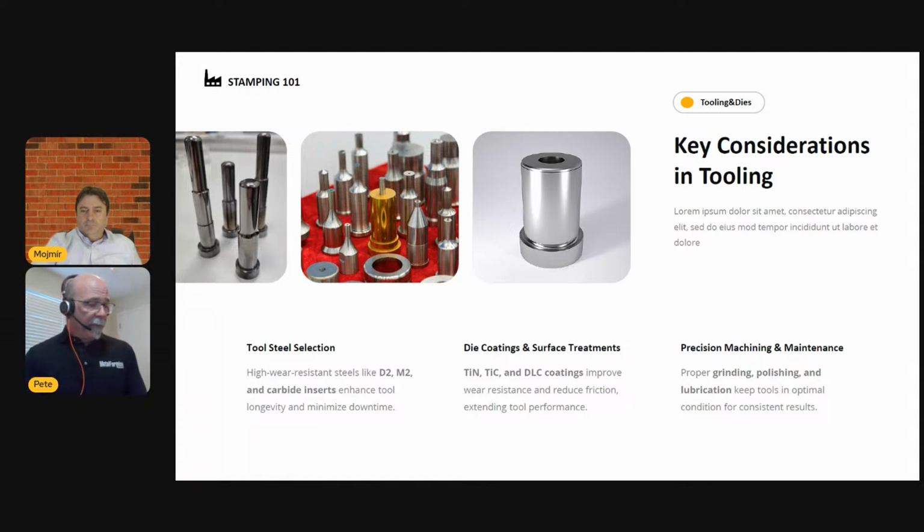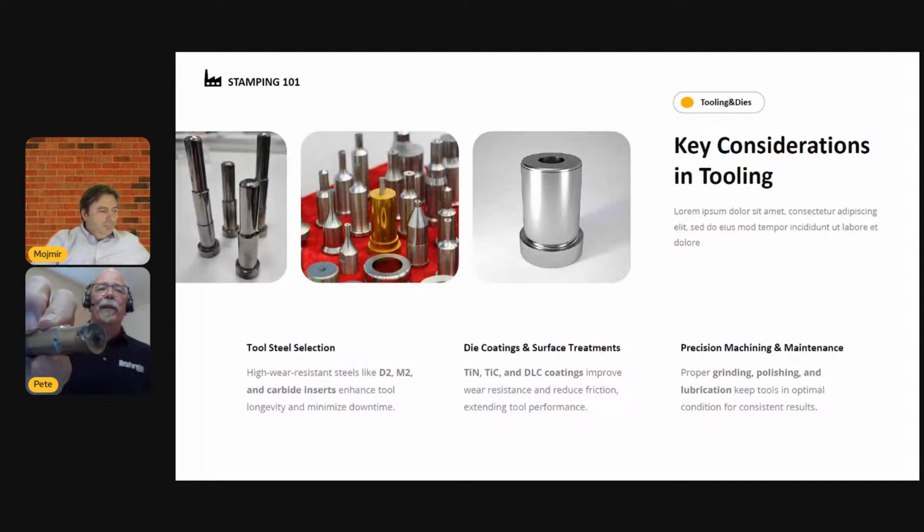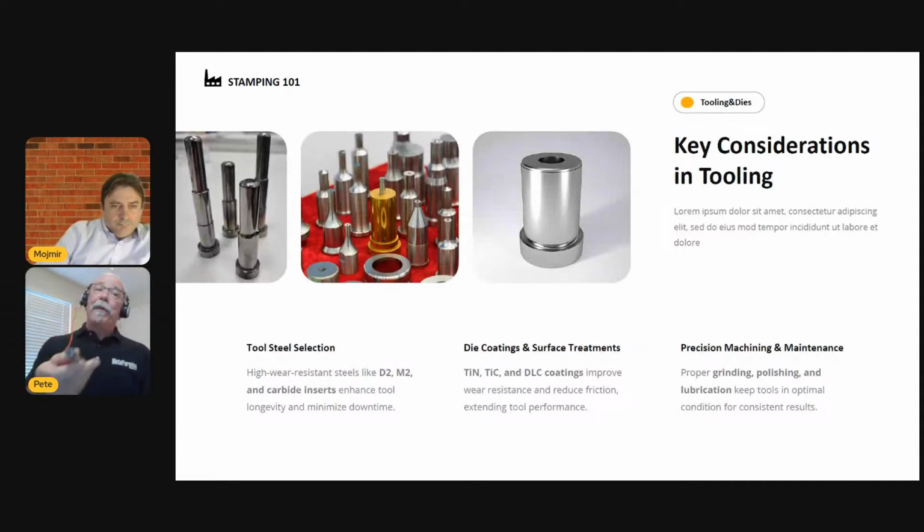So for example, if I'm using D2 punches and they're chipping, so if I've got punches that are chipping, you can see this punch here. I don't know how visible that is, but this punch has a pretty large chip out of it. That could be a number of things.